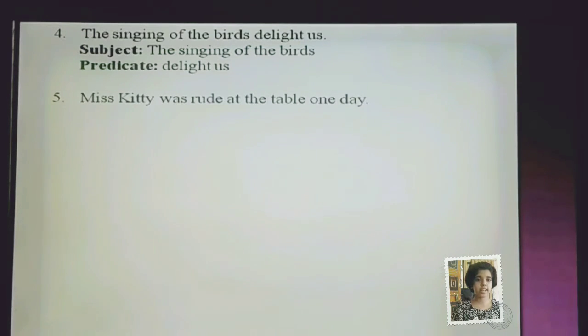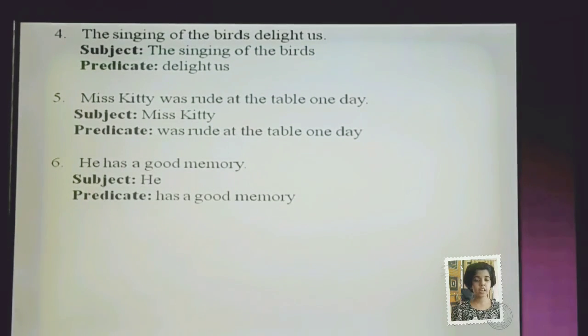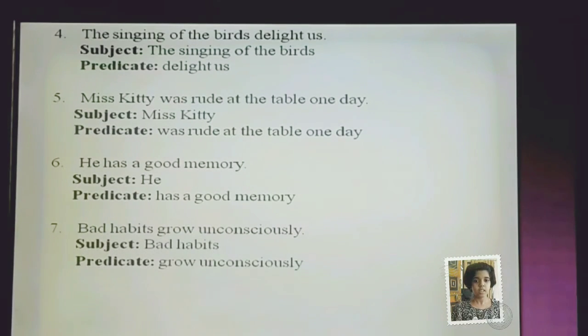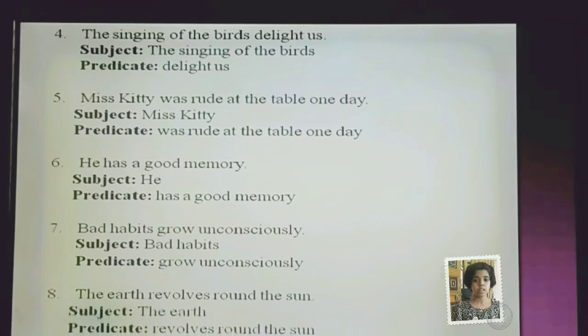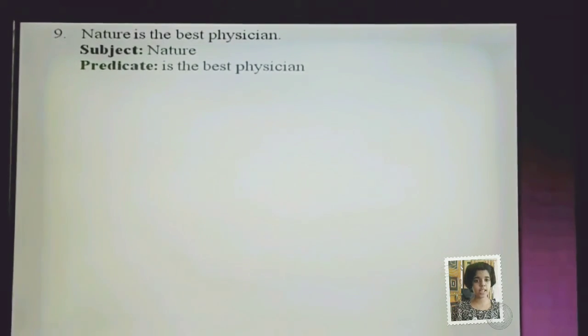Miss Kitty was rude at the table one day. Miss Kitty, subject; was rude at the table one day, predicate. He has a good memory. Subject, he; predicate, has a good memory. Bad habits grow unconsciously. Subject, bad habits; predicate, grow unconsciously. The earth revolves around the sun. Subject, the earth; predicate, revolves around the sun. Nature is the best physician. Subject, nature; predicate, is the best physician.